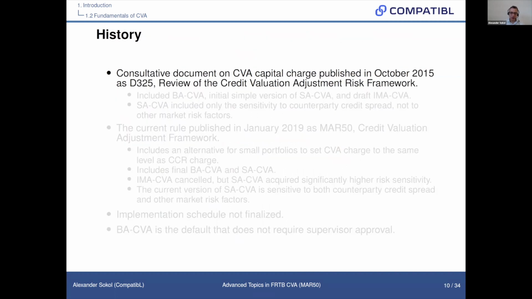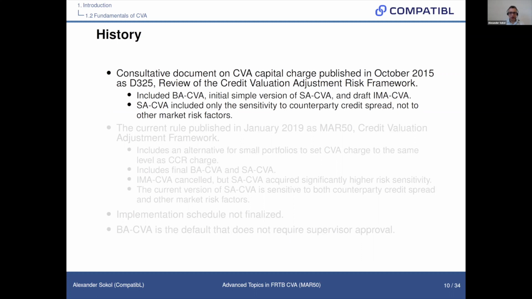All right, now history. The consultative document on the CVA capital charge was published in October 2015. And this was still under the old nomenclature of BCBS documents. So it was the D325 document, review of the credit valuation adjustment risk framework. It included BA-CVA, the basic approach. It included an initial simple version of the standardized approach, and it included a draft internal models approach for CVA. And in that document, SA-CVA was less risk sensitive, right? So it included sensitivity only to the counterparty credit spread.